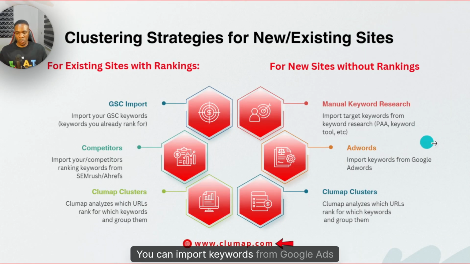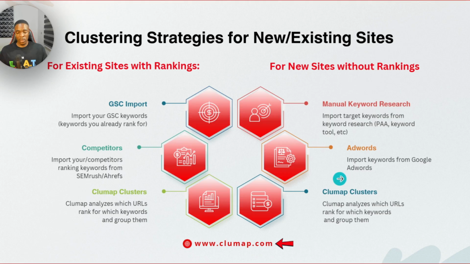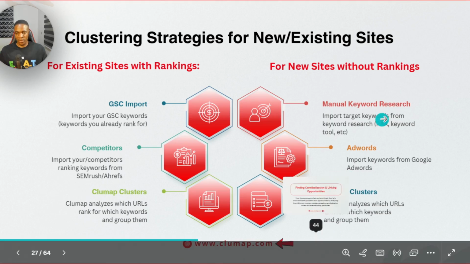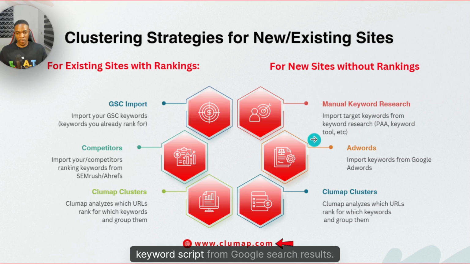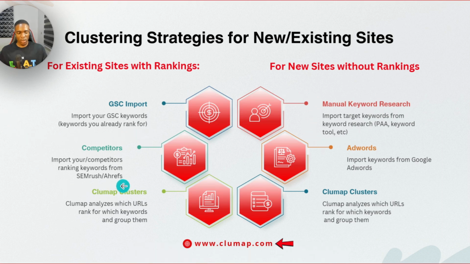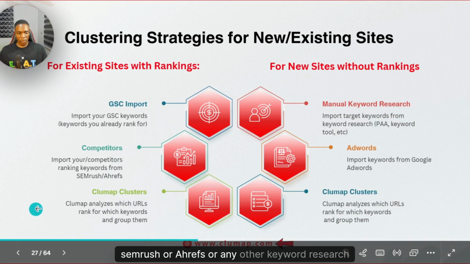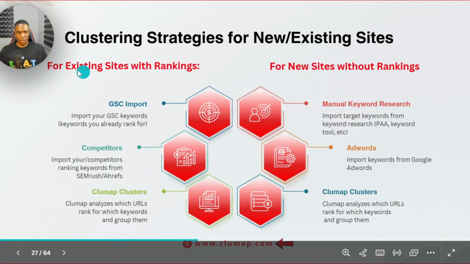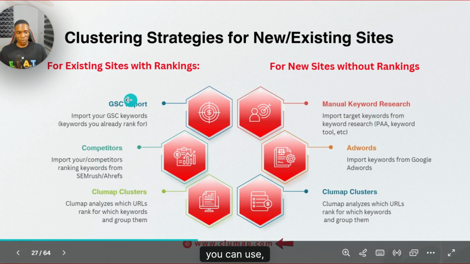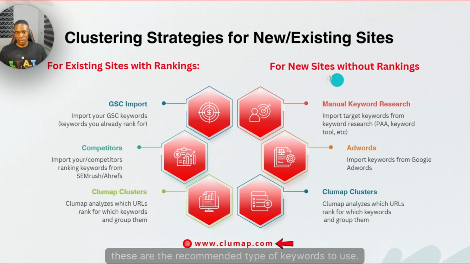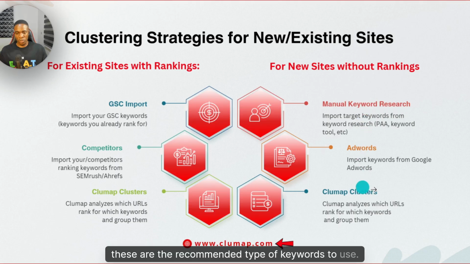You can import keywords from a Google Ads campaign, Google AdWords. You can import keywords from a keyword script from Google search results. You can use Google Search Console. You can use SEMrush, Ahrefs, or any other keyword research tools. For an existing website, these are the types of keywords you can use. For new websites, these are the recommended types of keywords to use.